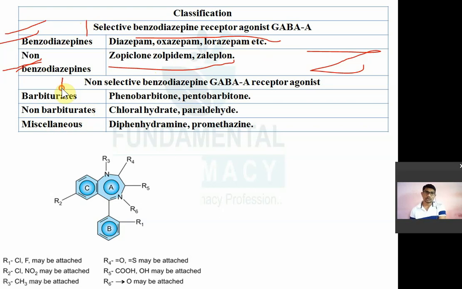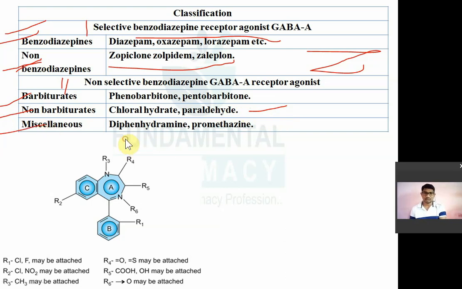Another category is known as the non-selective benzodiazepine receptor, GABA A receptor agonist. So this was selective, now non-selective. In that you have barbiturates or barbituric acid derivatives, then non-barbiturates and miscellaneous. In case of barbiturates, you have phenobarbital, pentobarbital, secobarbital, methohexital, thiopental sodium, and all that. There are a lot of drugs; I have mentioned only a few here. Then non-barbiturates, for example, chloral hydrate, paraldehyde. Then you can make a subclass like alcohol, like ethanol, and miscellaneous drugs like diphenhydramine and promethazine.